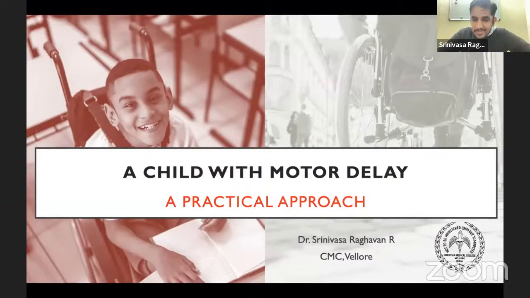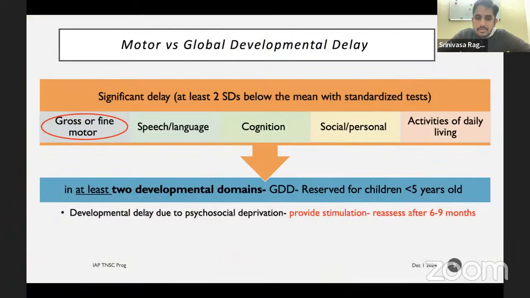Thank you for the kind introduction. The first part of today's session will be to answer how to approach a child with motor delay. I'll just be talking about a very pragmatic approach that we can easily do in our OPD. As we all know, motor developmental delay means delay in the gross or fine motor domain or both.